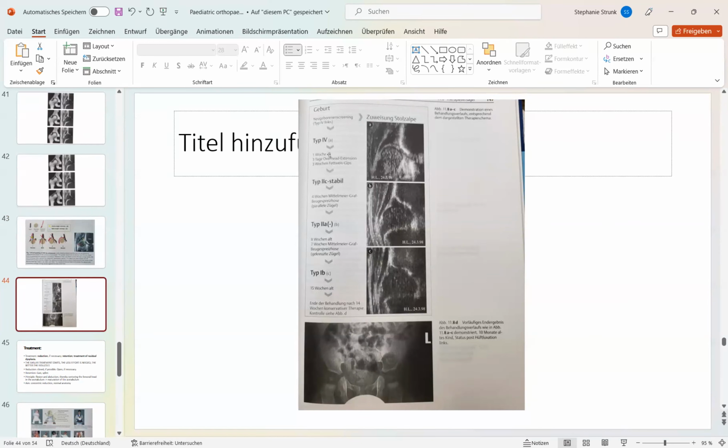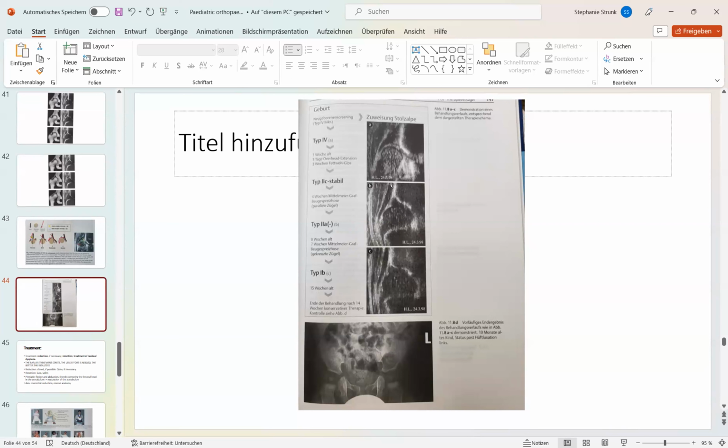This kid is now 1 week old. He was treating it with 3 days overhead extension. So the legs were hanged to loosen those contracted structures. Then this kid got 3 weeks of a spica cast. But now this kid is 4 weeks old. Look at that. You see, this is now really much better than this one.